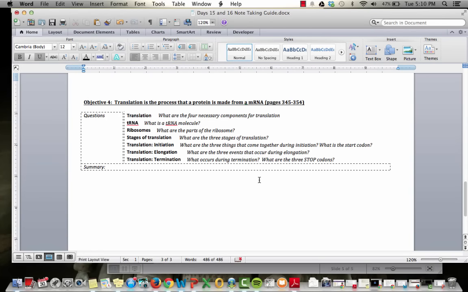Welcome to the fourth objective of our day 15, day 16 note-taking guide, which will take us to the end of chapter 17. In this objective, what we're going to talk about are the nuts and bolts of translation. We're going to mainly focus on the different stages of translation and cover some specific properties of translation as we go through this. So let's go ahead and get started.